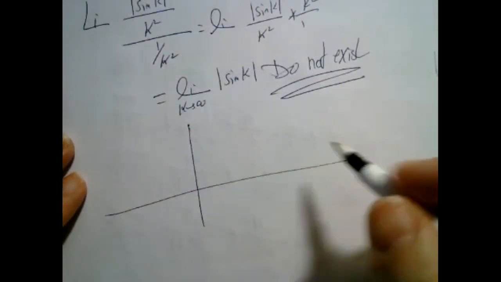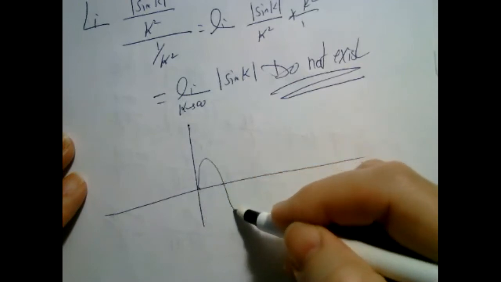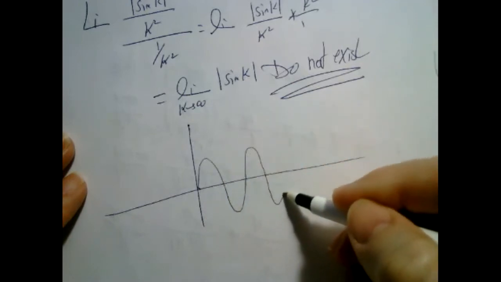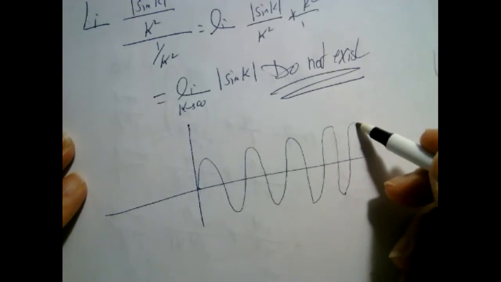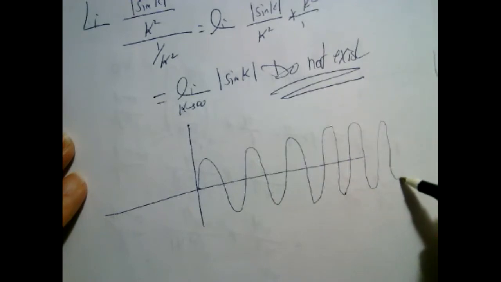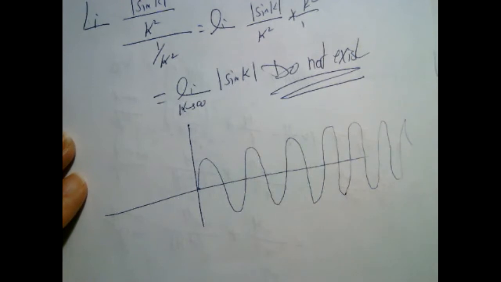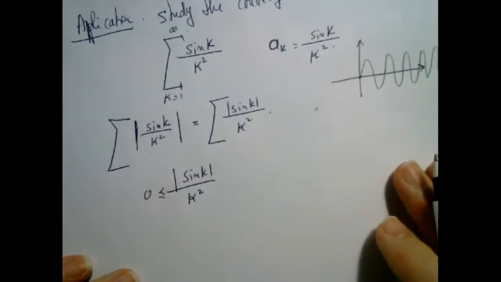Absolutely correct. Why does it not exist? Because the sine keeps bouncing up and down between -1 and 1, -1 and 1, never getting close to anything. We're not getting close to anywhere, therefore the limit does not exist. So limit comparison is a good idea, but it's not going to work for us. All right, I would like to suggest another test.